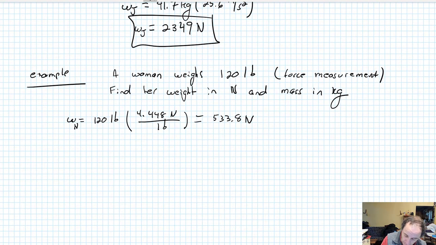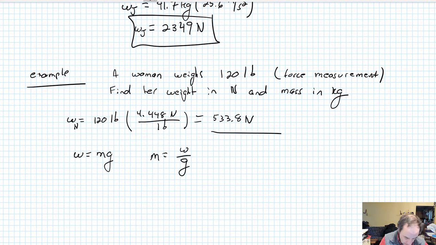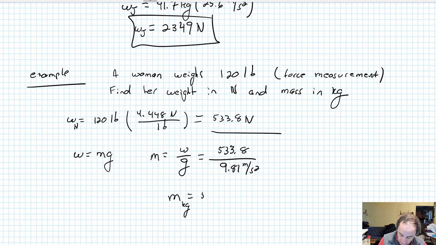Okay, so that's the weight in newtons, and since weight equals mass times g, mass is weight over g, the algebraic manipulation. So the weight in newtons is up here, 533.8 over 9.81 meters per second squared. So mass in kilograms is 54.4 kilograms.